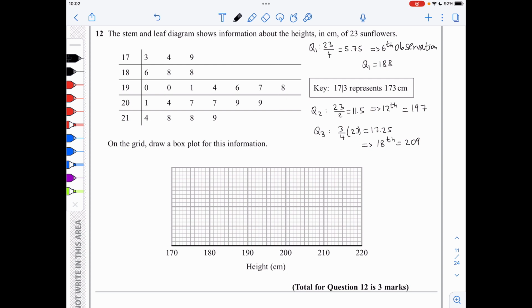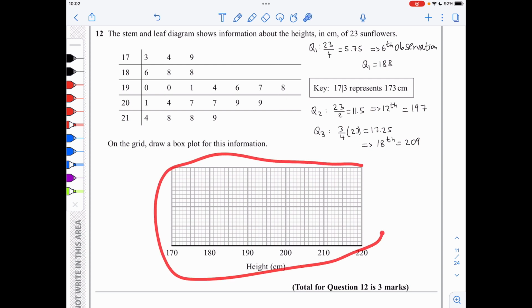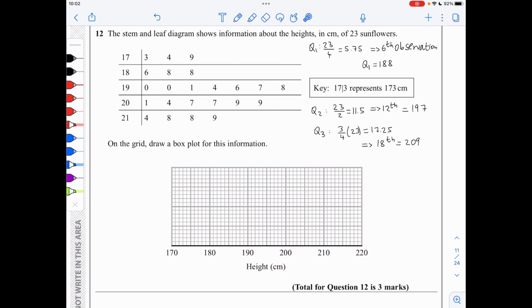All that remains to be done is for me to draw the box on the graph here, and also add my whiskers that will go from 173, which was the lowest value observed, up to 219, which was the highest value observed. So this is what the box plot should look like. We've got the Q1, Q2, and Q3, and then the whiskers extending from the lowest to the highest value observed.